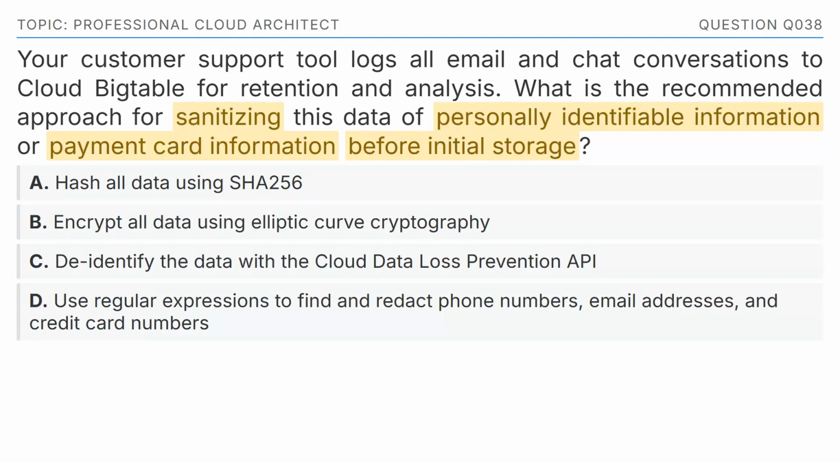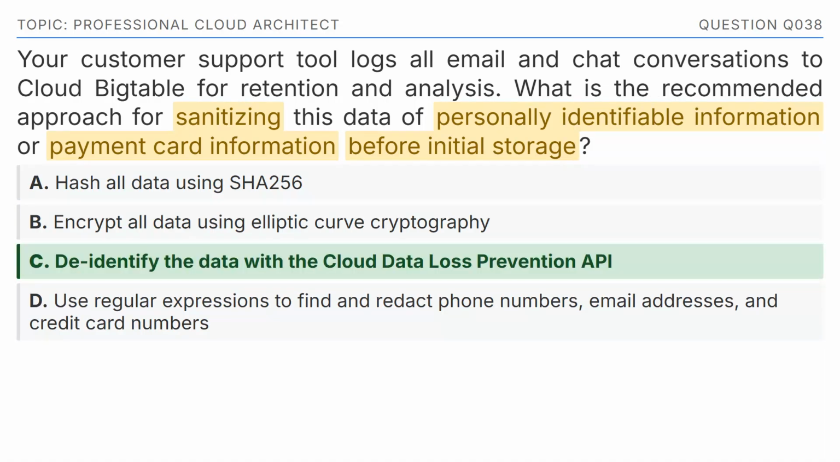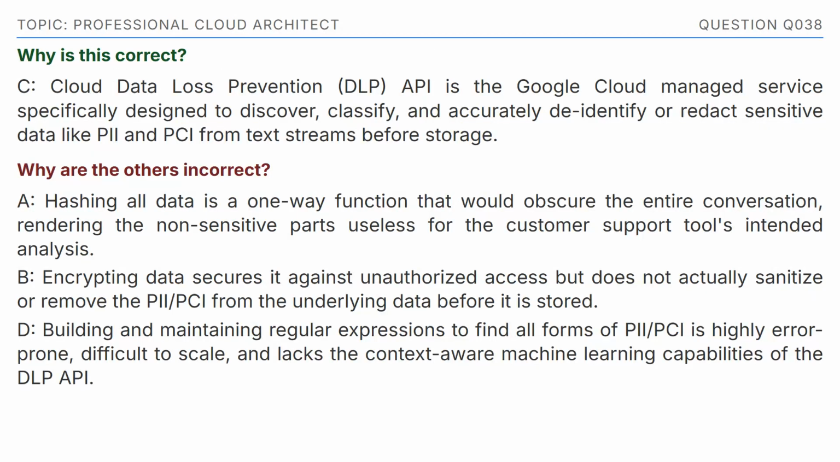To arrive at the correct answer, we focus on the keywords sanitizing personally identifiable information, payment card information, before initial storage. The correct answer is option C, de-identify the data with the Cloud Data Loss Prevention API. Why is this correct? C. Cloud Data Loss Prevention (DLP) API is the Google Cloud managed service specifically designed to discover, classify, and accurately de-identify or redact sensitive data like PII and PCI from text streams before storage. Why are the others incorrect?